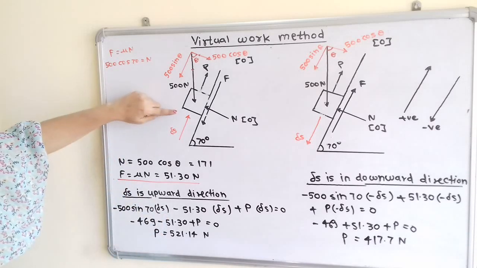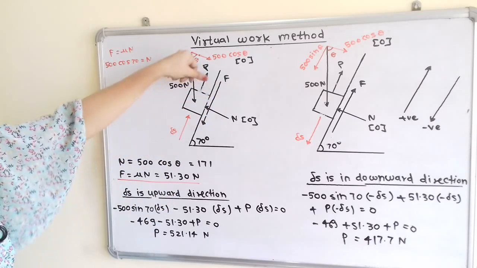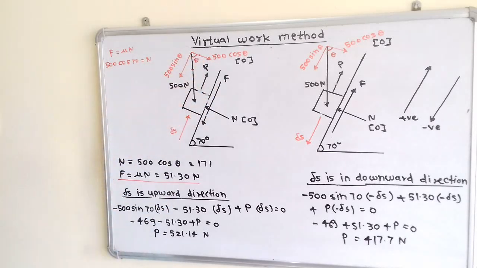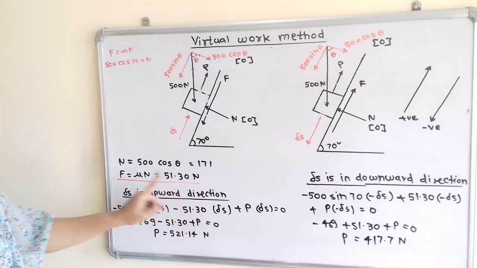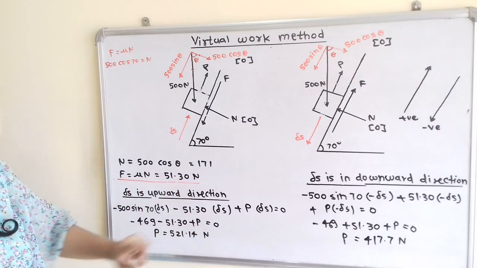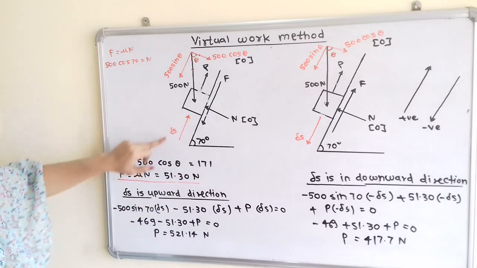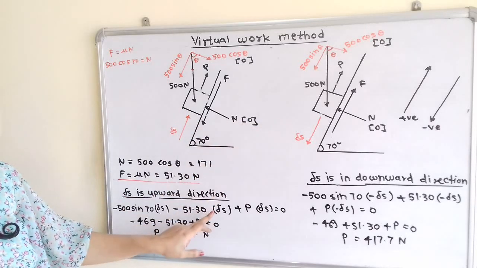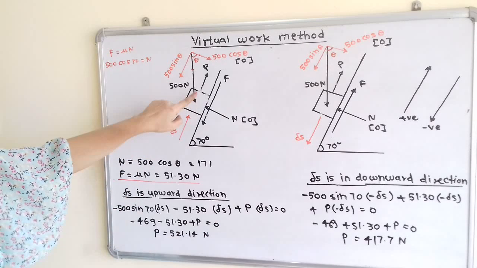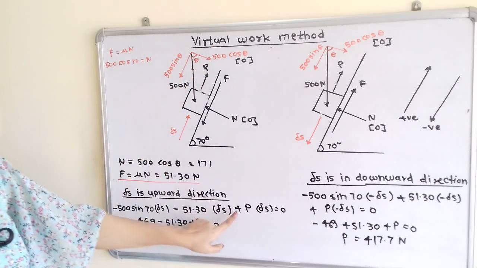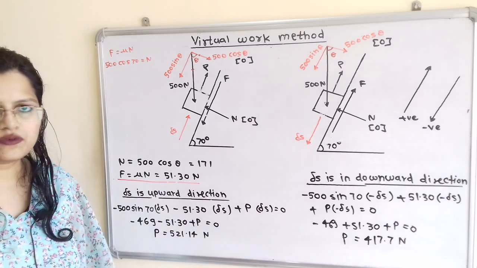Then the next force is F. So F is also in downward direction. So here we have to take negative sign. Minus 51.30, because F is equal to 51.30, multiplied by delta S. So delta S is in upward direction, so we have to take with positive delta S. Now P. So P is in upward direction. So plus P into delta S is equal to 0.